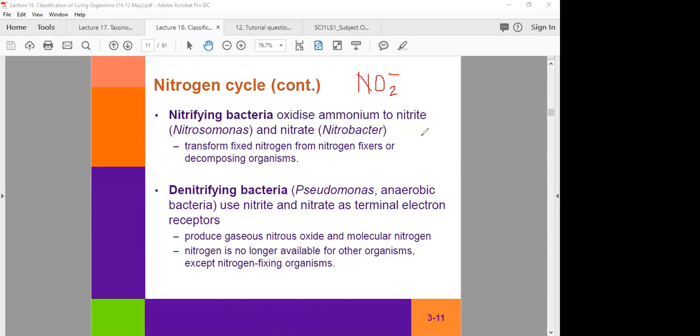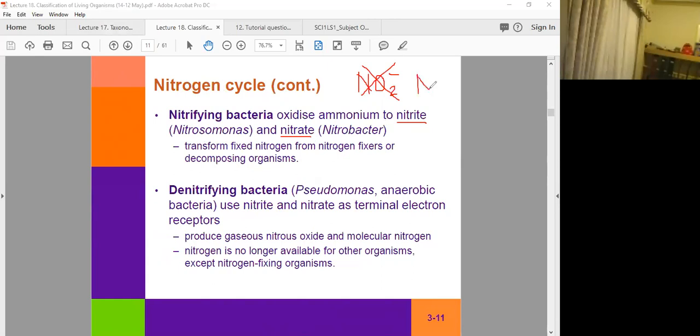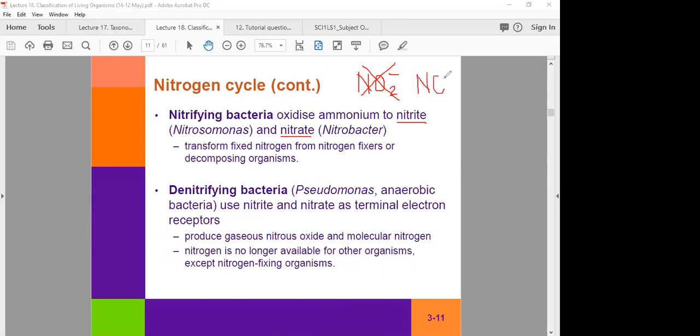Can plant roots absorb nitrite? Don't think so. No, they cannot. All right, so that's not good for plants, but the next part is certainly good. Another group of bacteria belonging to the genus Nitrobacter will take that nitrite and convert it to nitrate. Who knows the chemical formula for nitrate? NO3 minus. Correct. So another important one for everyone.